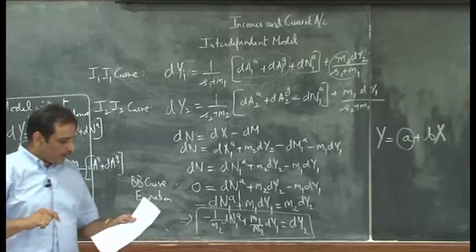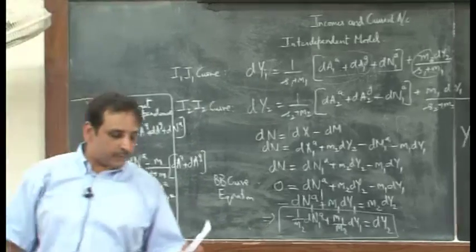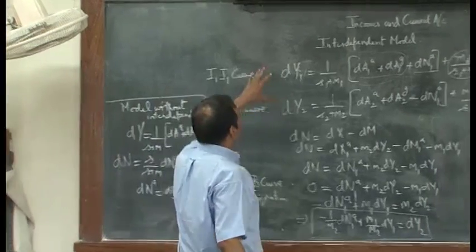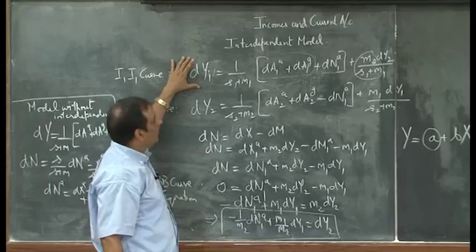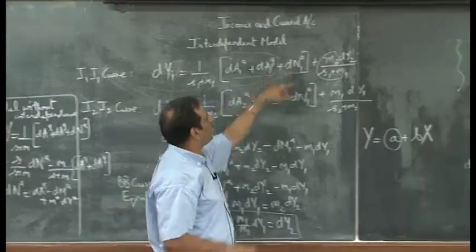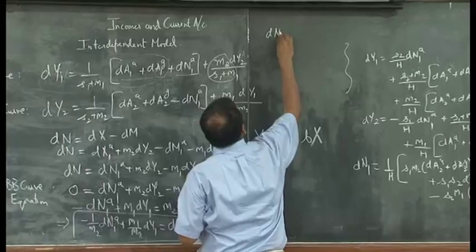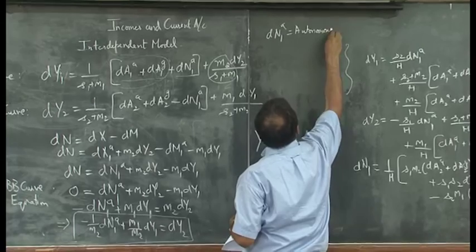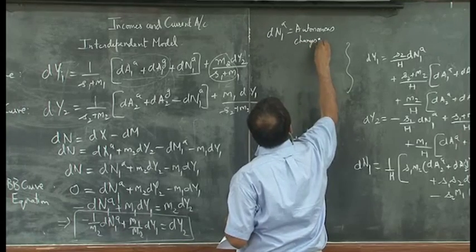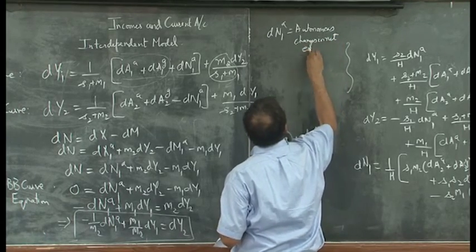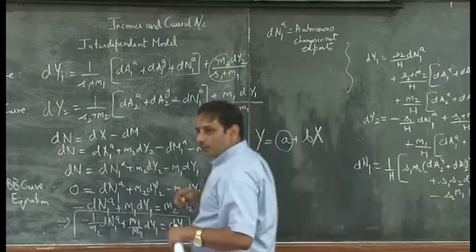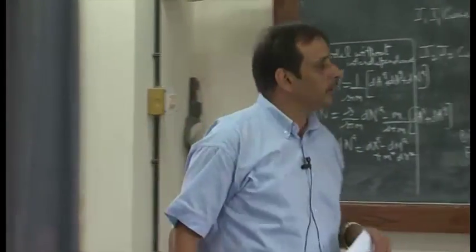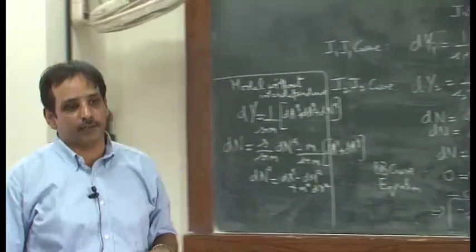Now coming back to this point, an autonomous switch in expenditure from home to foreign goods. What do you think will happen to the first equation? Please see that the dN1A term is the autonomous change in net exports. Now there is a switch in expenditure from home to foreign goods. What will happen to the dN1A term?